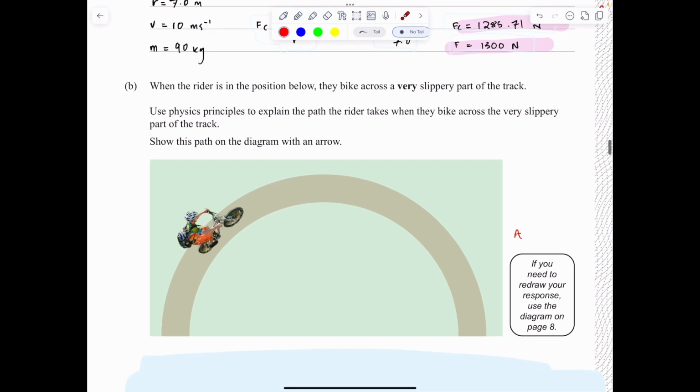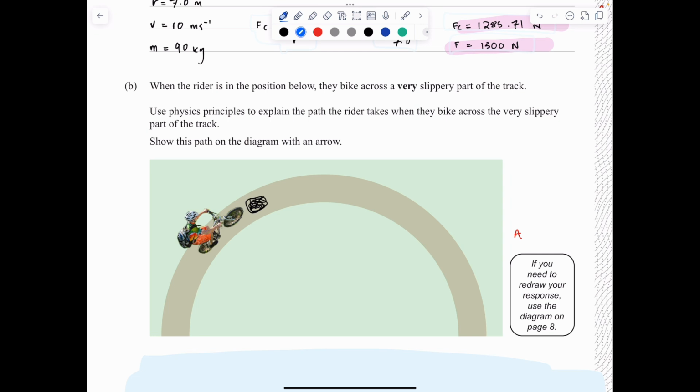When the rider is in the position below, they bike across a very slippery part of the track. Use physics principles to explain the path the rider takes when they bike across a very slippery part of the track. Show this path on the diagram with an arrow. Let's do it. Okay, so there's a slippery spill over here. What path is the biker going to take?